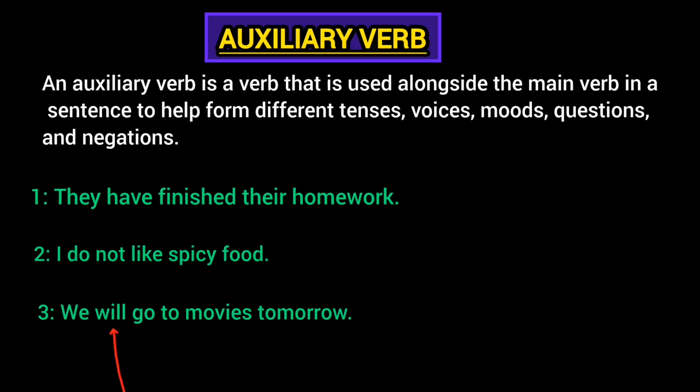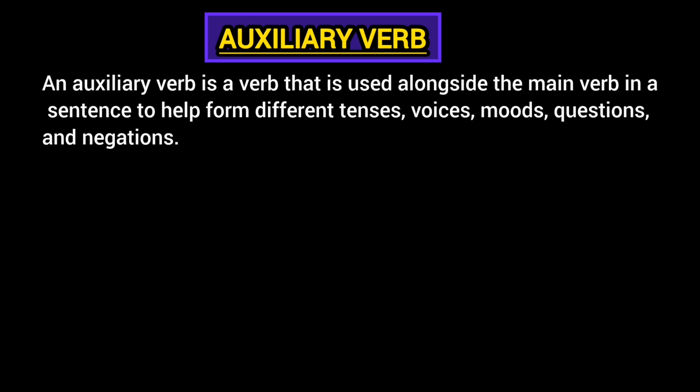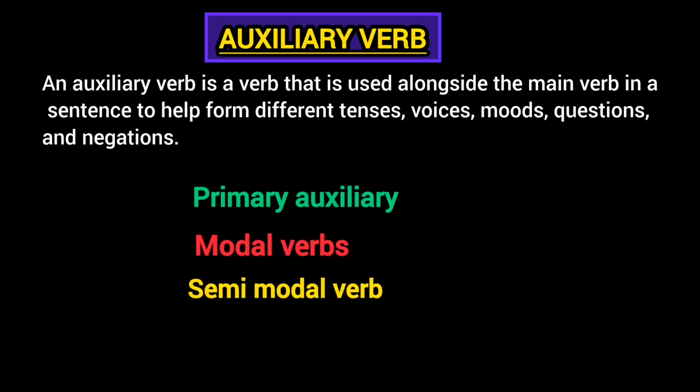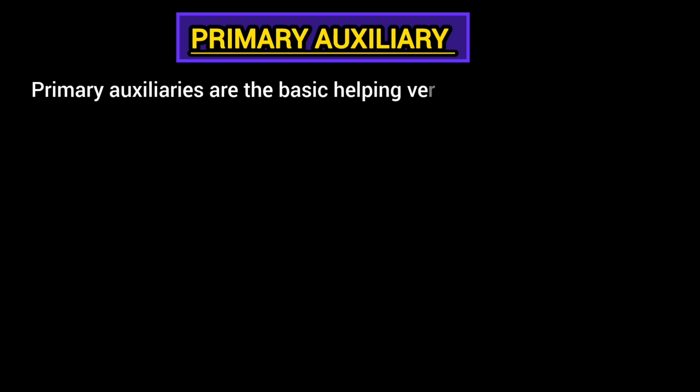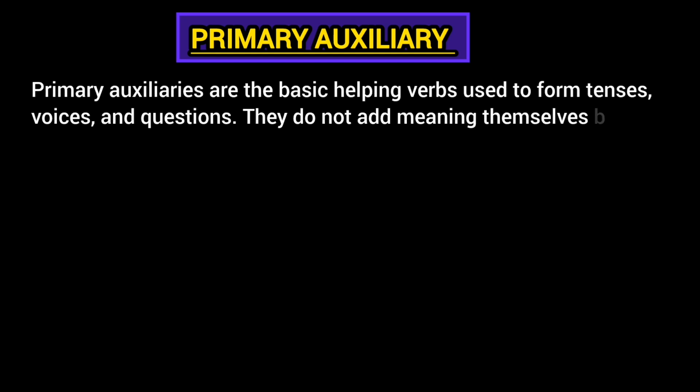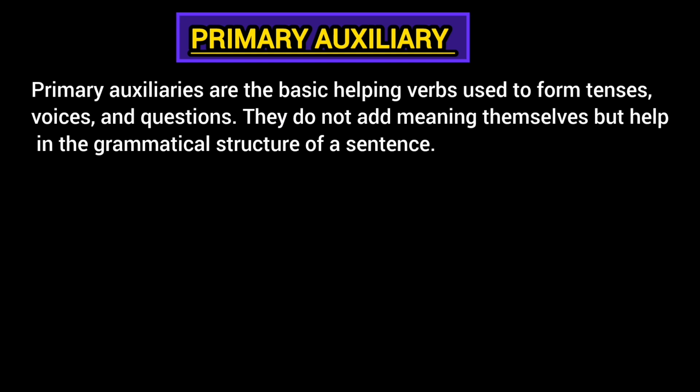Now it is the time to explain the kinds of auxiliary. There are mainly three kinds of auxiliary. They are primary auxiliary, modal verbs, and semi-modal verbs. Well, let's learn one by one in detail. Primary auxiliary. Primary auxiliaries are the basic helping verbs used to form tenses, voices, and questions. They do not add meaning themselves but help in the grammatical structure of a sentence.